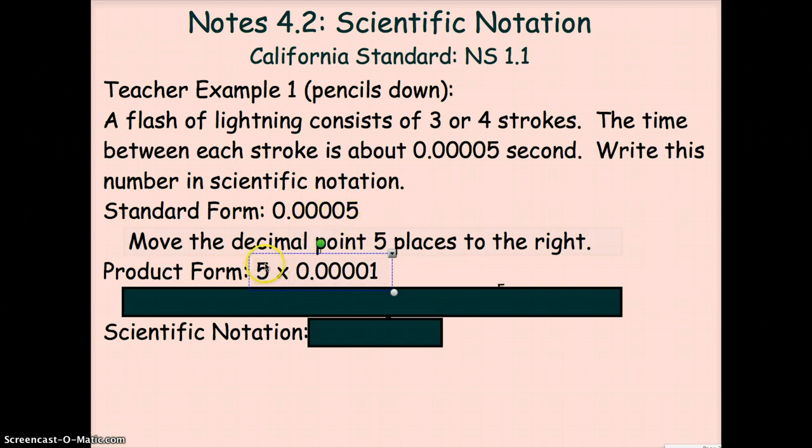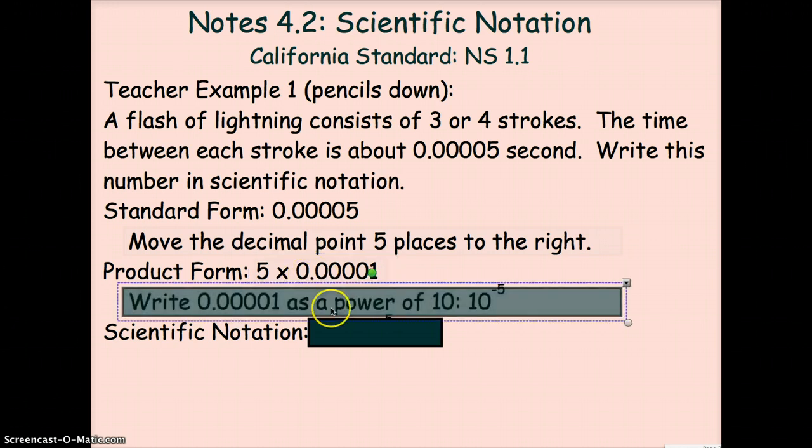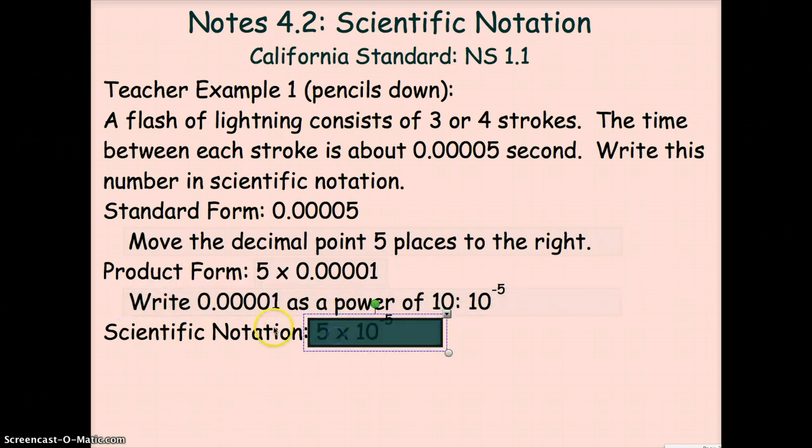Now that I've taken the 5 out of the equation, I can take a look at this other number here, the one in the 100,000th place, and I can turn that into a power of 10, just like we did in the last video. If I count the zeros, I notice there's 1, 2, 3, 4, 5 zeros. So that would be 10 to the 5th. And since the decimal is in front, I know I'm going to have an exponent of negative 5. So scientific notation would be 5, that's your number between 1 and 10, times 10 to the negative 5th.